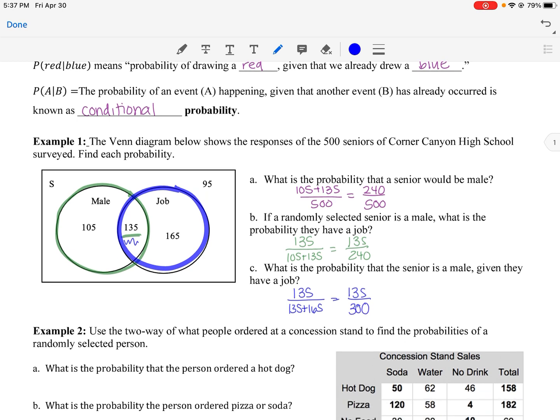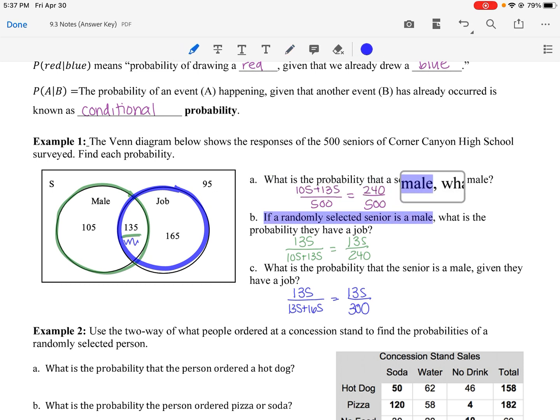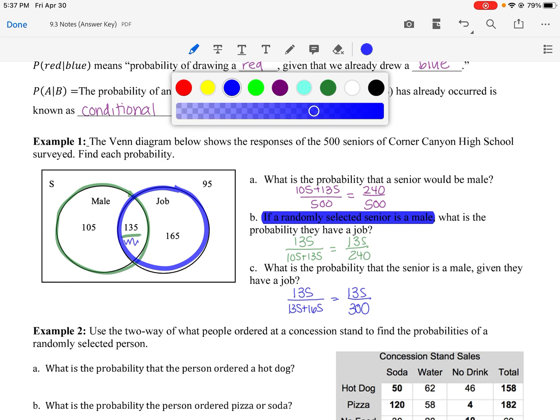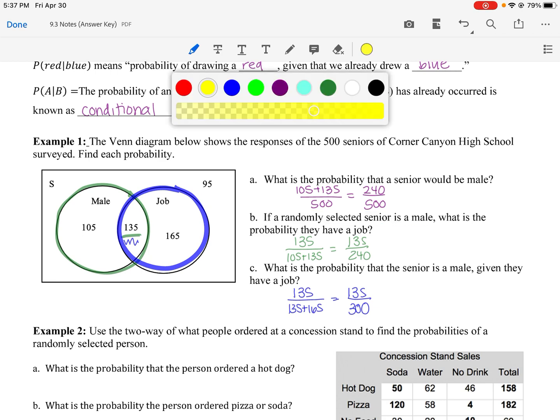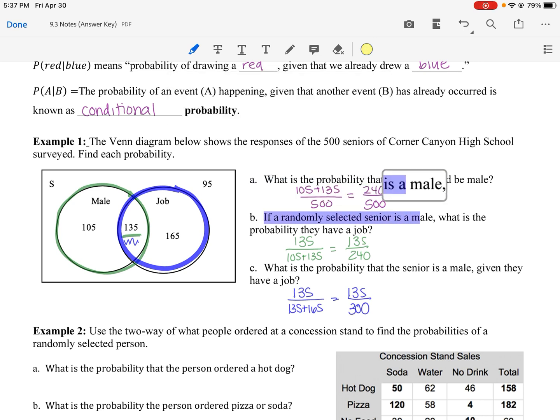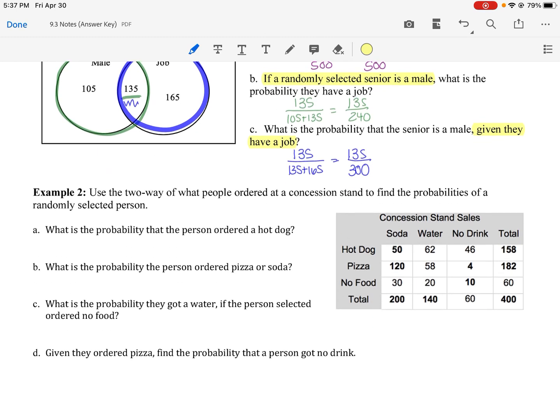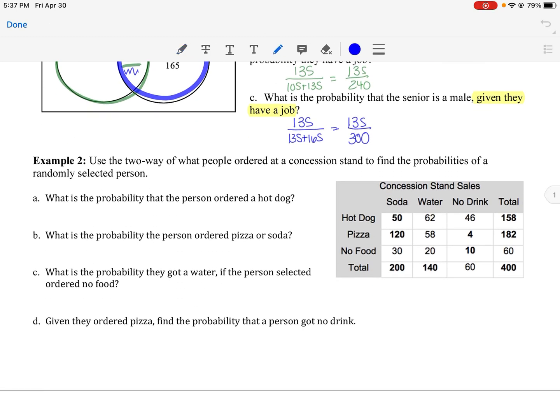Okay. In general with these, I would just pay attention to what it says. So if a randomly selected person is a male, we're just looking at that group of people. Or given they have a job, we're looking at just one part of it. So we're going to do some more.